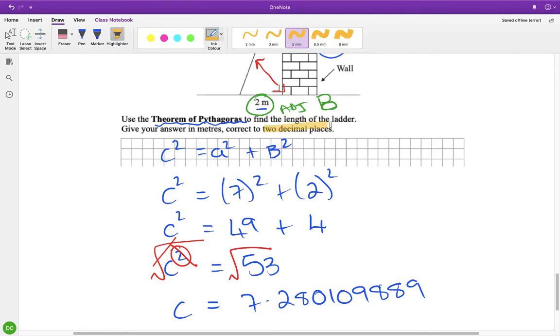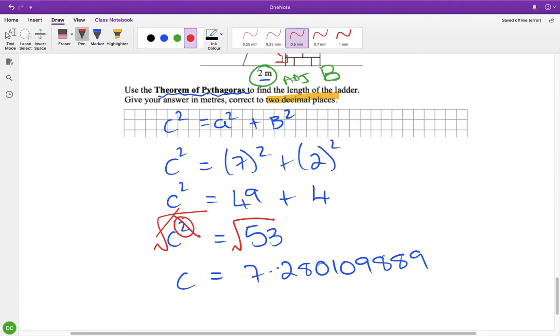The question says 2 decimal places. So I go 1, 2, and I'm going to stop. The 0 is too small to have an impact, so it stays as 7.28 meters is the length of the ladder.